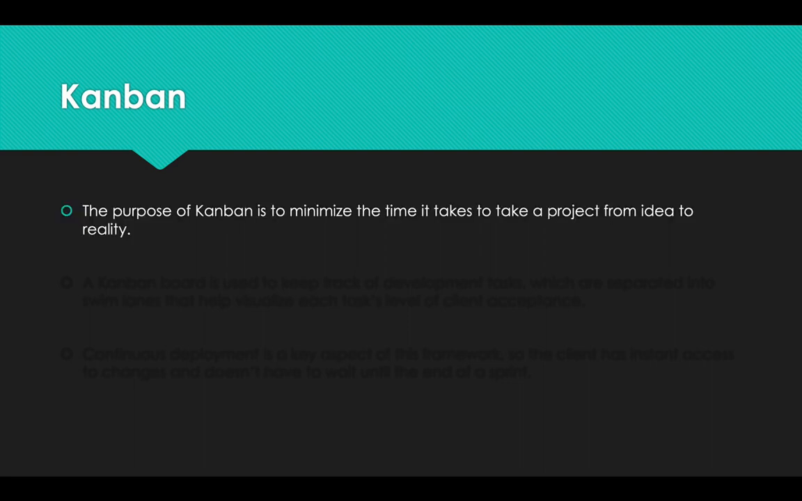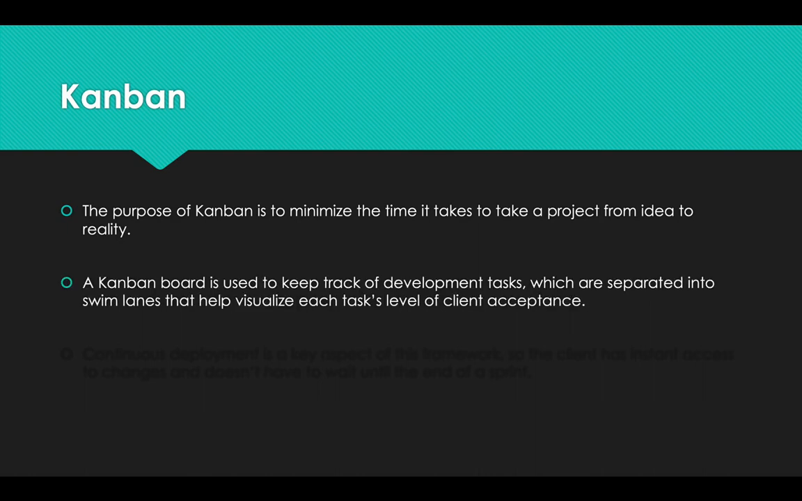Kanban, on the other hand, is really geared toward minimizing the time it takes to take a project from conception to reality. So it's the idea of shrinking the time from an idea on paper to an actual implementation of software. So this is very similar to prototyping, if you want to think about it that way. What you want to do is get functional code in the hands of a client or a pilot group at a client as quickly as possible.